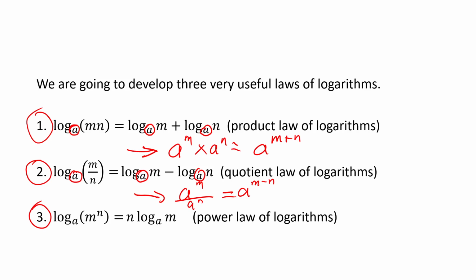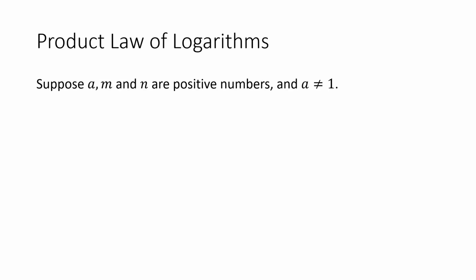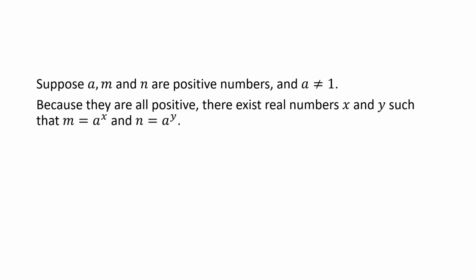Let's start with the product law of logarithms. Suppose a and m and n are all positive numbers and that a does not equal 1. Okay, so just to keep it simple, suppose for a moment that a was equal to 3, m was equal to 12, and n was equal to 15. Just guessing at random numbers here.